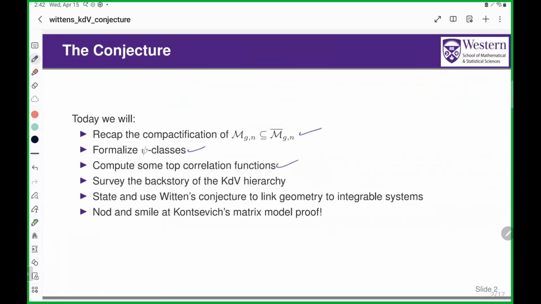I'll do a few examples. Then I'll go into the KdV hierarchy a little bit. Then actually state what the conjecture is, and try to show you how it is used and why it was such a big deal to get it proven. And then I will try to pay homage to Kontsevich at the end, but I will not go into the math there too deeply at all. But luckily, Jenny told us a little bit about it.